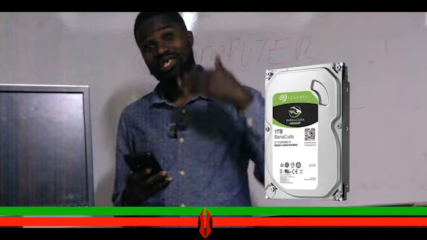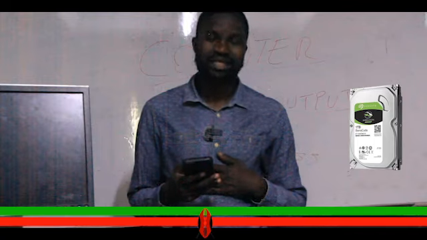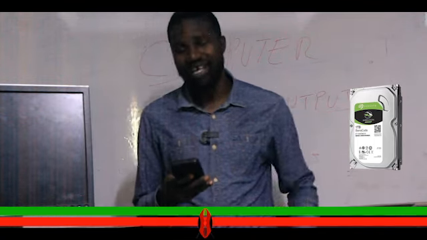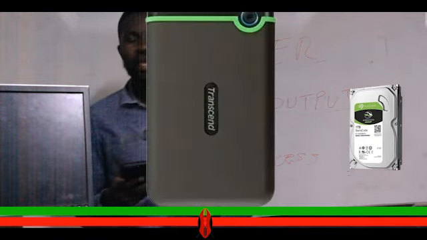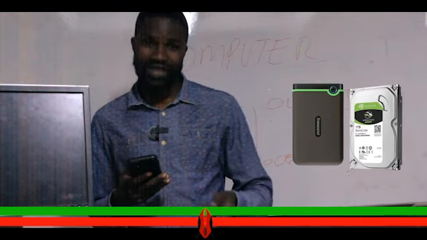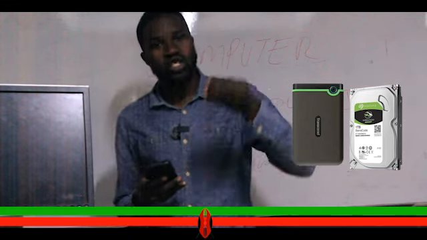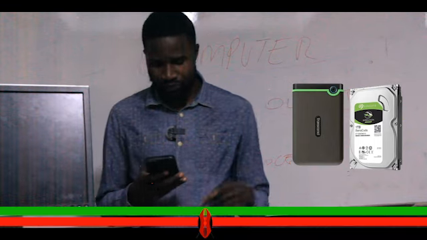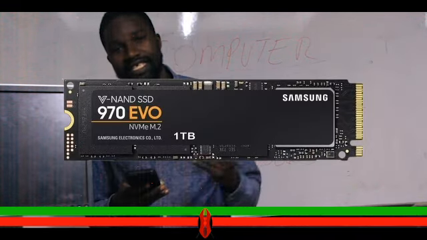It is used to store data in form of video, text, games. You can store them in the hard disk. Also hard disk, we have internal hard disk and external hard disk. External hard disk, you can move with it and use it. Internal hard disk, it is installed inside the computer. It is unmovable. So next we have solid state drive, SSD.